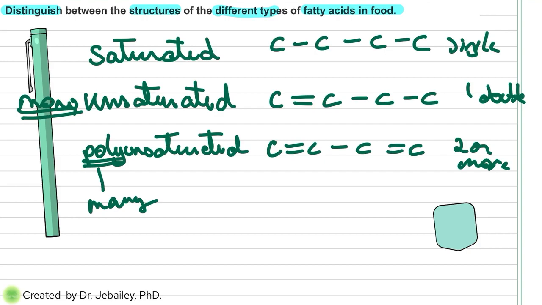All of them have the carbons. Of course, I'm not drawing all those hydrogens here. You could do that, but I'm just focusing on the singles and the double bonds. We also know that saturated is the bad fat compared to the unsaturated, which are the good fat. But this is how you would distinguish between them.